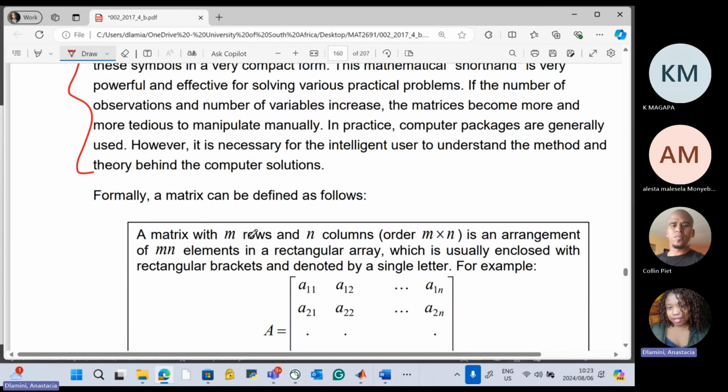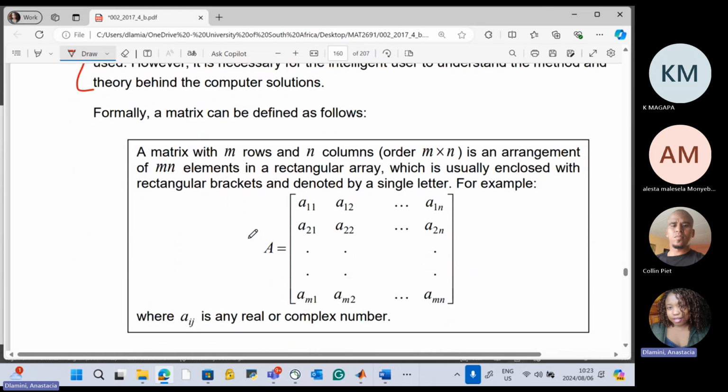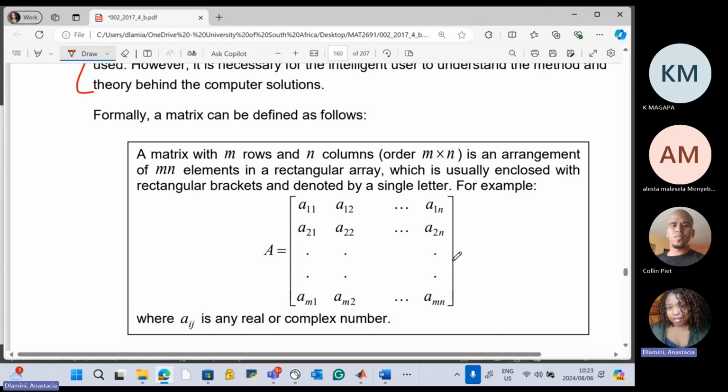So now they say, formally, a matrix can be defined in the following manner. On this block, they actually define a matrix. Now they say a matrix has m rows and n columns, so meaning that this matrix A here is an m by n matrix. A11 represents an element in the first row and the first column. A22 represents an element in the second row and second column, meaning that Amn represents an element in the mth row and nth column.